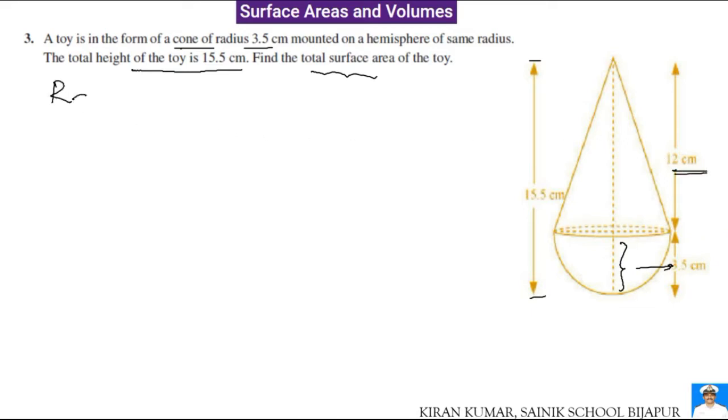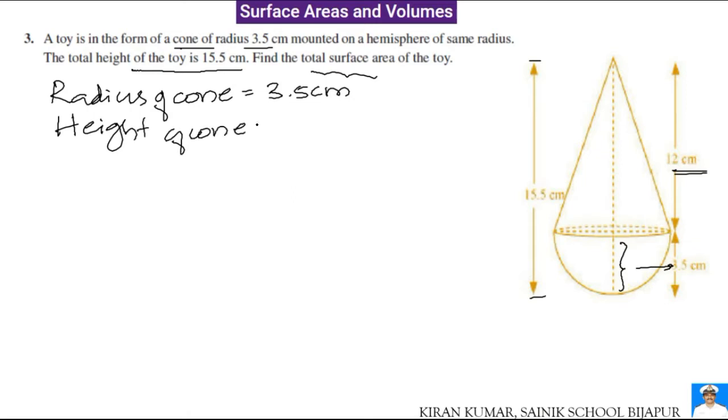So radius of cone is mentioned. Radius of cone equal to 3.5 centimeter. Height of cone is 15.5 minus 3.5, which is equal to 12 centimeter. And the radius of hemisphere is 3.5 centimeter.